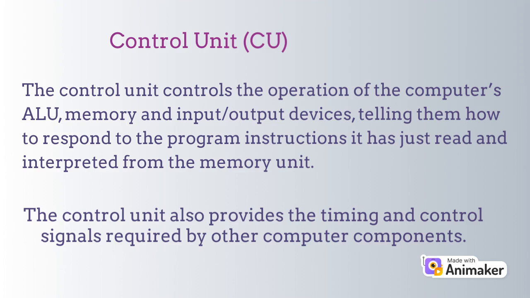Another part of the CPU is the control unit. The controller controls the operation of the computer's ALU, memory and the input-output devices, telling them how to respond to the program instructions it has just read and interpreted from the memory unit. It maintains timing signals and control signals also. Timing signals will manage the timing, meaning what instruction executes first and what instruction runs next. Let's say in our program we have 10 instructions. Then which instruction has to execute first, and which in last, all these are basically managed by it.